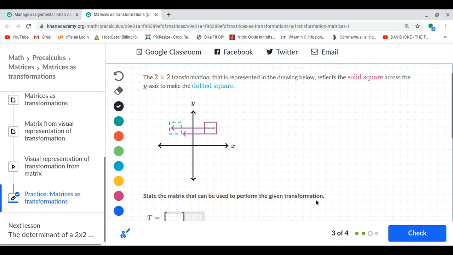Okay. So now this one's a little different. This one is a reflection over the y-axis. To do that, basically what we're doing is we're taking some matrix, let's call it A, B, C, D. We're going to multiply it by x, y.